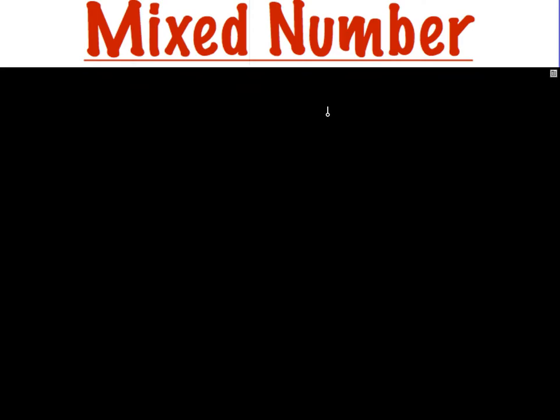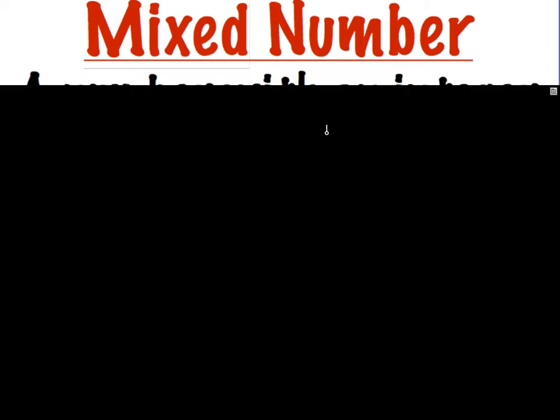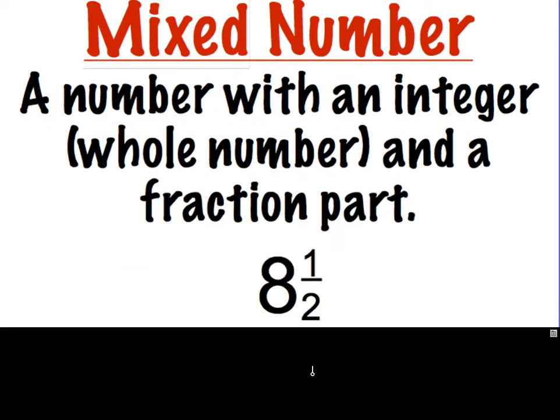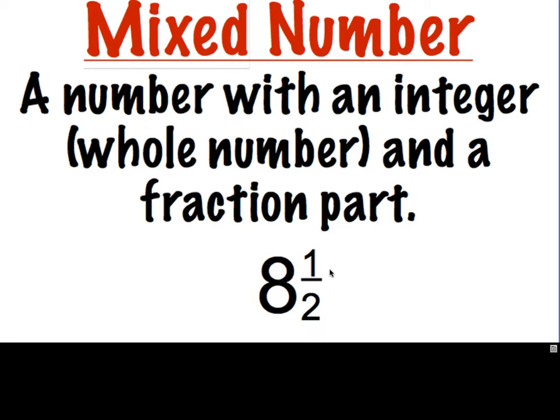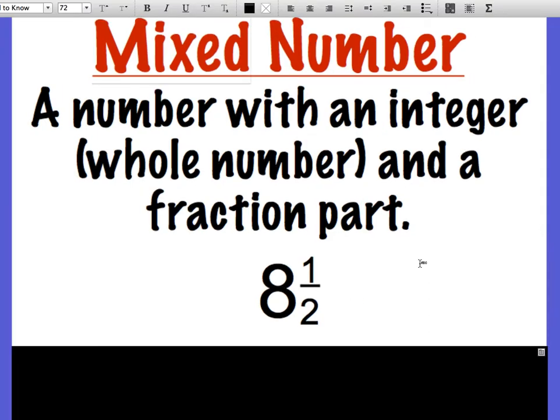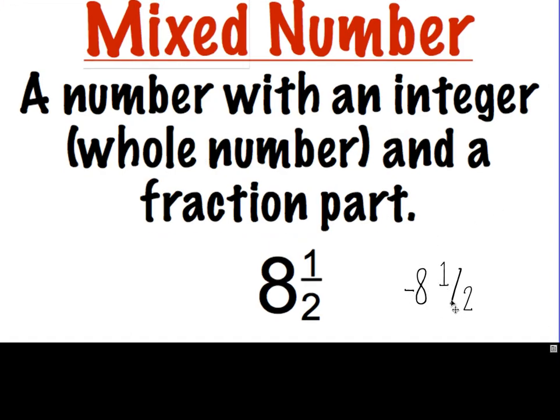Next, you have a mixed number. So a mixed number has a mixture of two things. It has an integer or a whole number and a fraction. So a number with an integer or a whole number and a fraction part. So it's a mix of both. It's got that whole number or integer and a fraction. So it could also be negative 8 and 1/2. It doesn't have to be a whole number, it could also be an integer, so it could be positive or negative. But in order to be a mixed number, it has to have both of these. So it has a whole group and it has a part of a group.